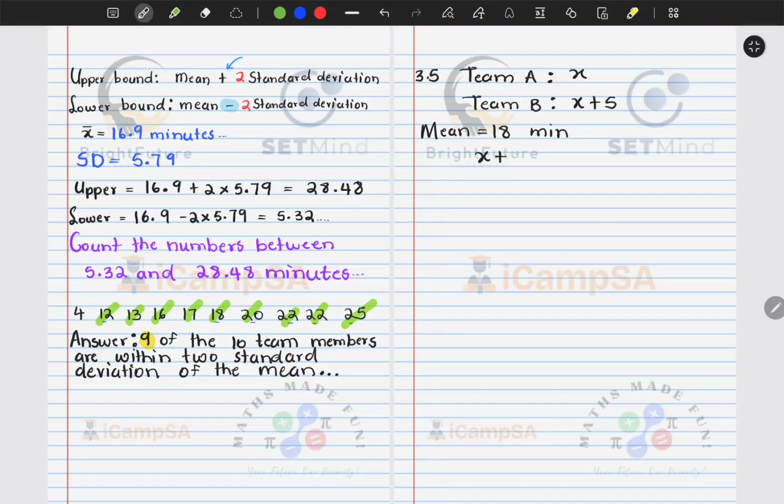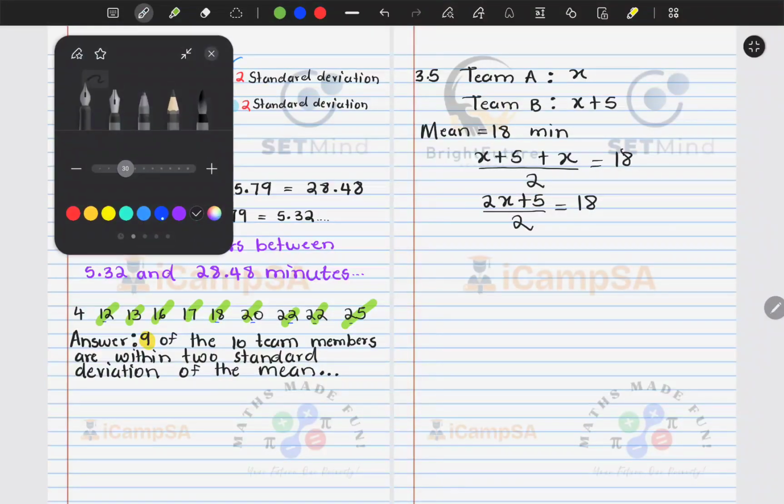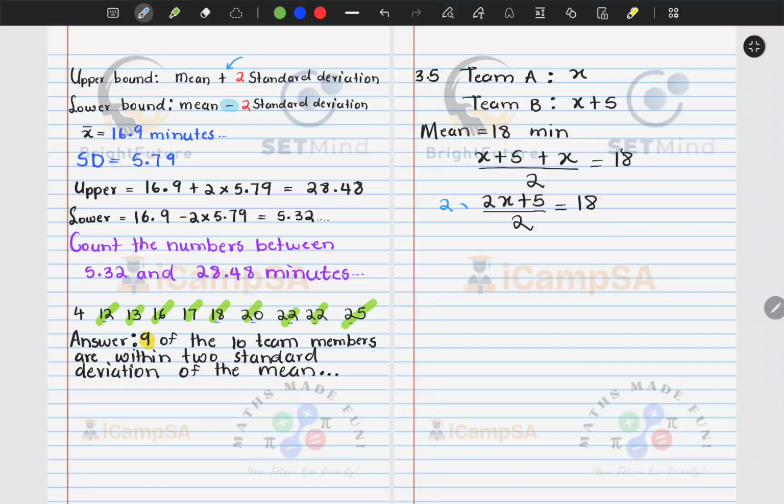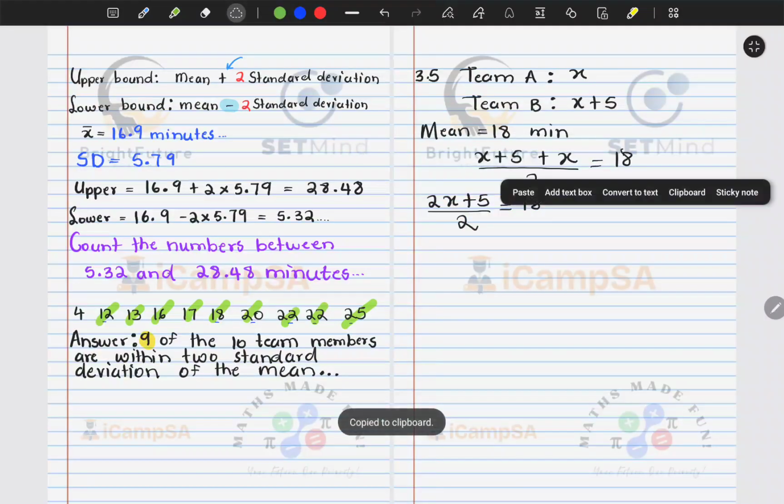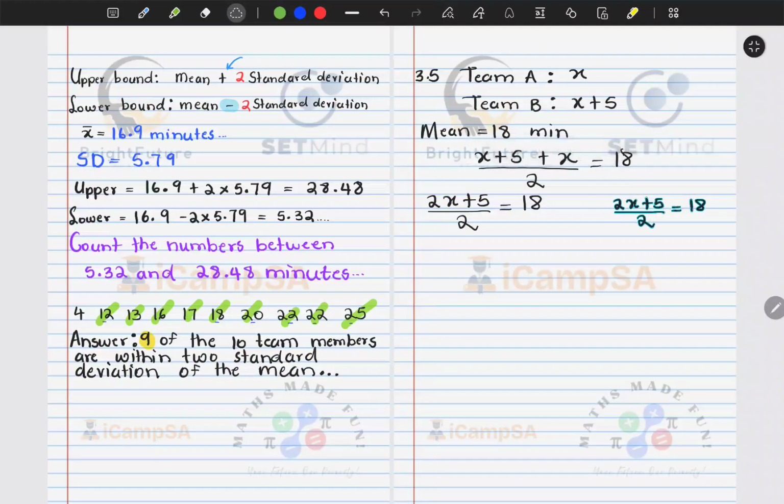So if you think carefully, you'll have x plus 5 plus x, we have two teams, divided by 2, and this should be 18. So this will be 2x plus 5 divided by 2, that equals 18, multiplied by 2 both sides. So let's multiply by 2, what we want to do is to quickly multiply by 2.